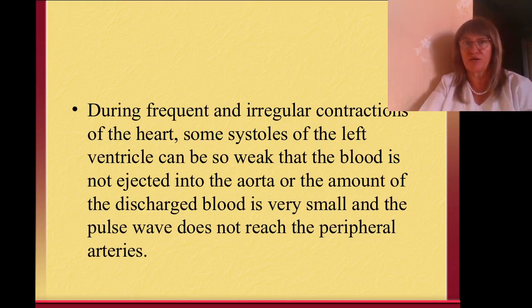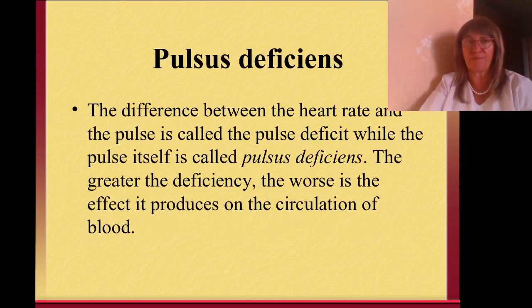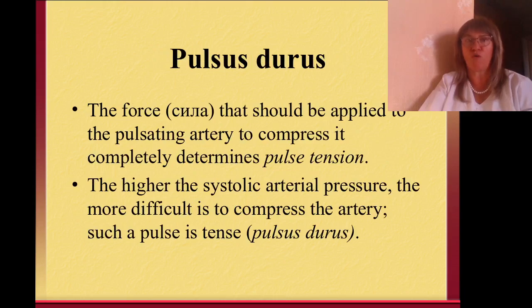During frequent and irregular contraction of the heart, some systoles of the left ventricle can be so weak that the blood is not ejected into the aorta, or the amount of discharged blood is very small and the pulse wave does not reach the peripheral arteries. Pulse deficit. The difference between the heart rate and pulse rate is called the pulse deficit. The greater the deficit, the worse the effect on the circulation of blood.